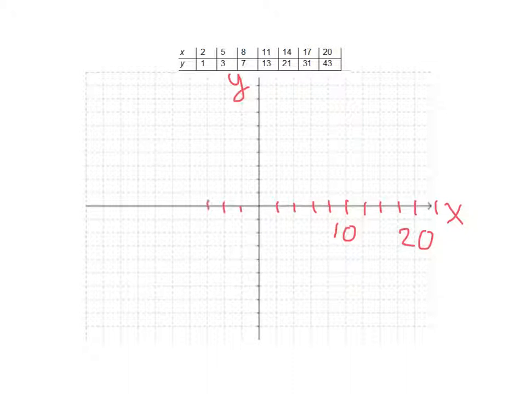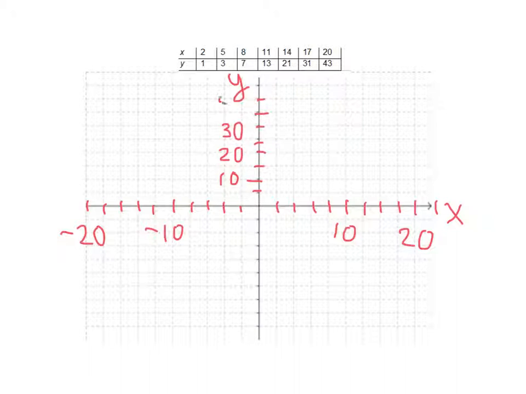And then the negative direction, for y, we have to get up to 43. So I do believe 5 is still going to work. So if every marker is worth 5, 30, 40. Okay, we're going to make it. 45 is right there. All right, so our scaling should look like that. And then you could plot the points. Let's go to the next one.